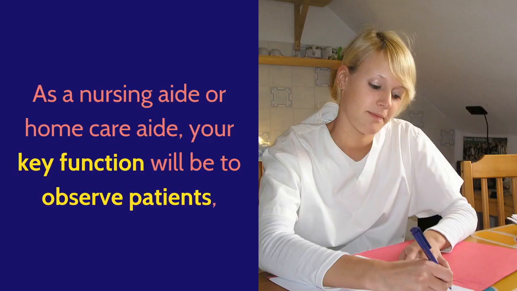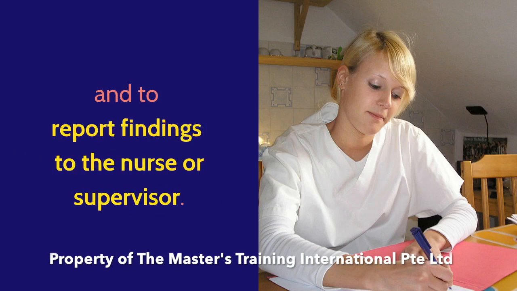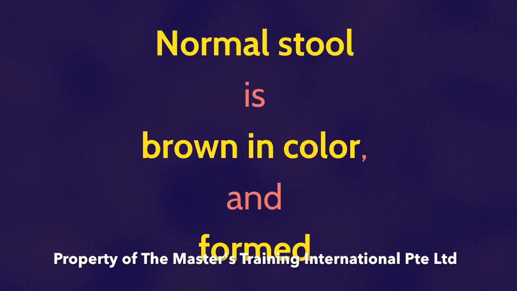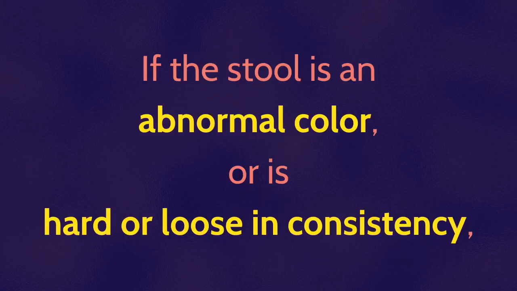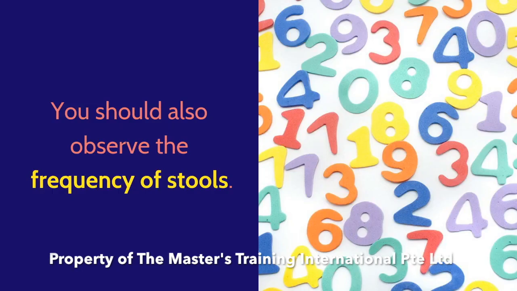As a nursing aide or home care aide, your key function will be to observe patients and to report findings to the nurse or supervisor. When observing bowel function, you will need to observe the color and consistency of the stool. Normal stool is brown in color and formed. If the stool is an abnormal color or is hard or loose in consistency, this should be reported to the nurse or supervisor. You should also observe the frequency of stools.